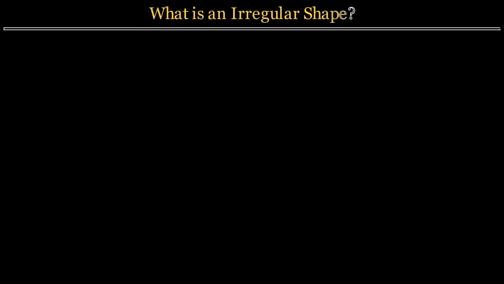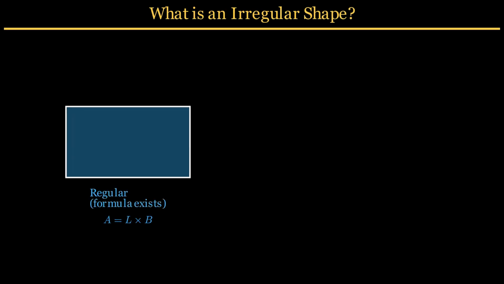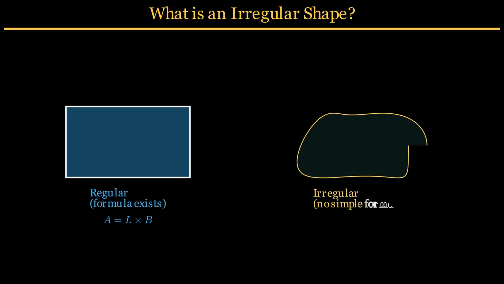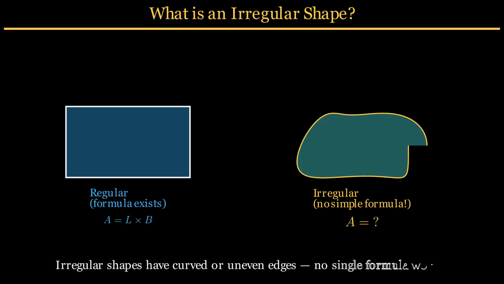Welcome! Today we are going to explore how to measure the area of irregular shapes. For a rectangle, it is easy. Area equals length times breadth. But what about a shape that has no straight edges at all? For that, we need a totally different approach.